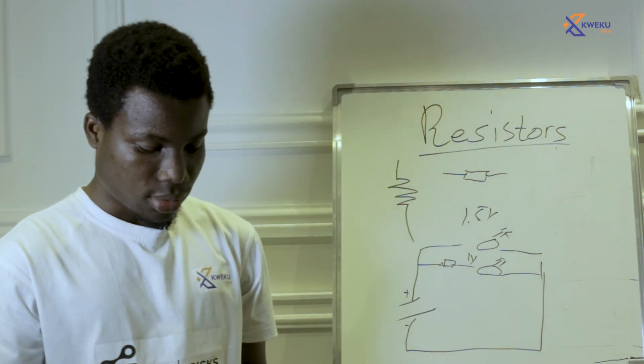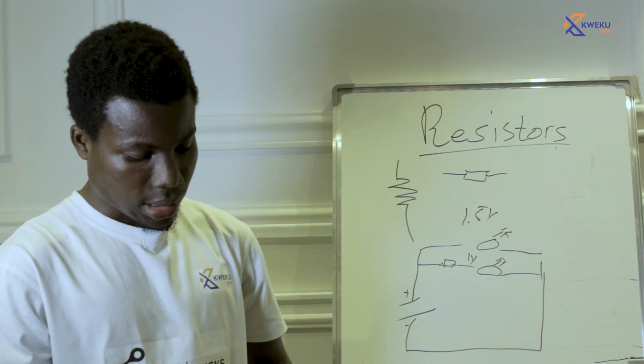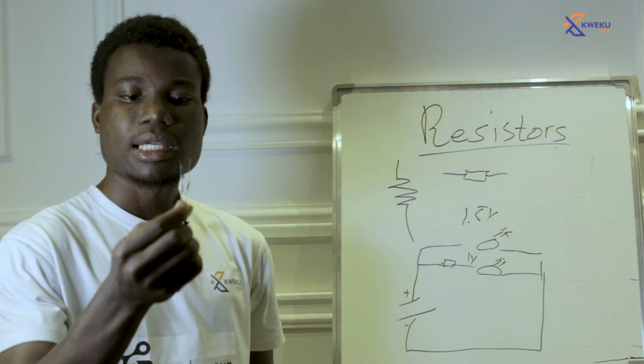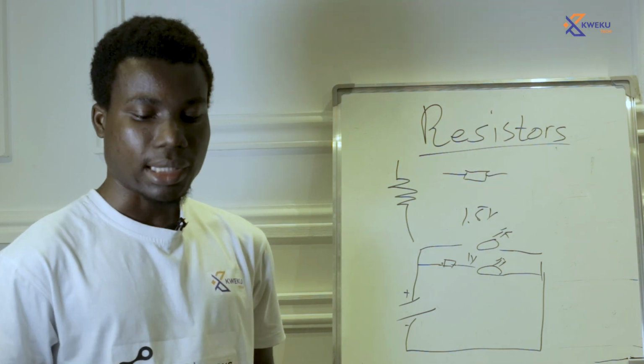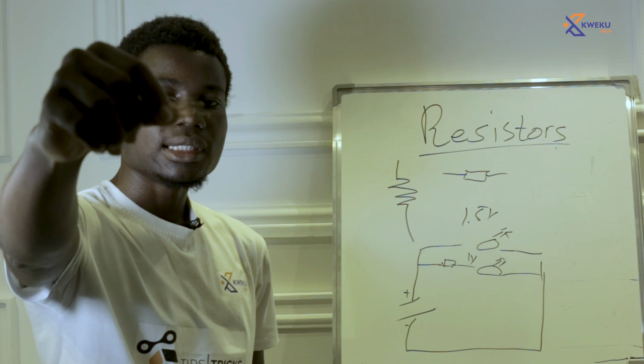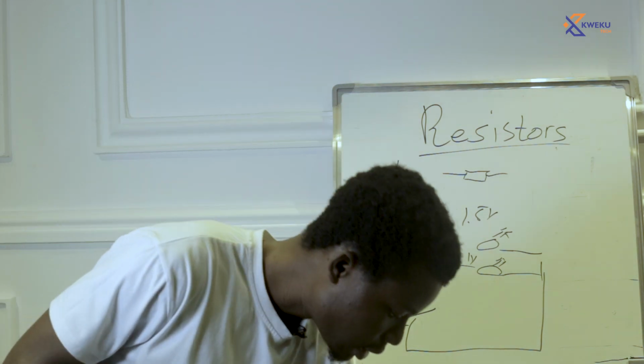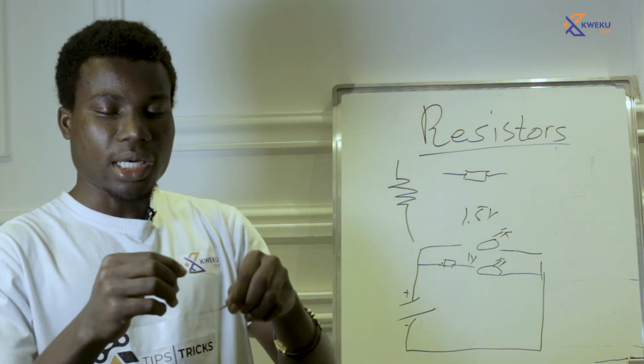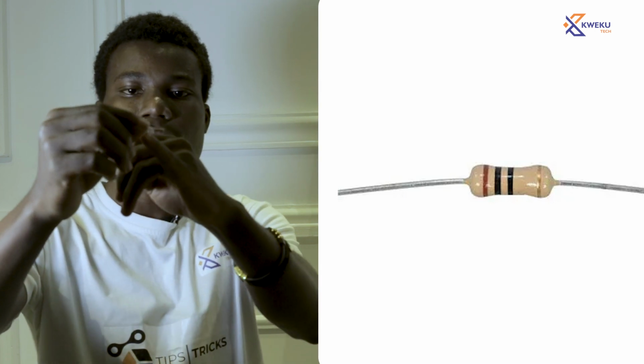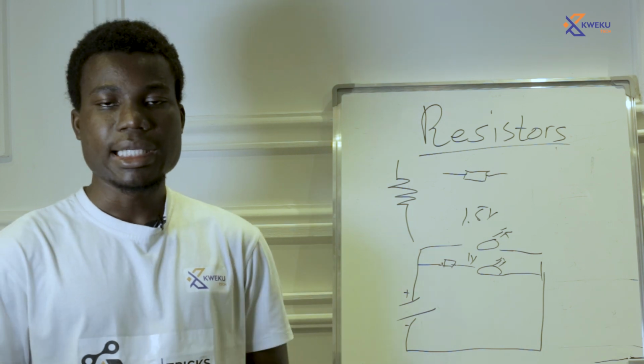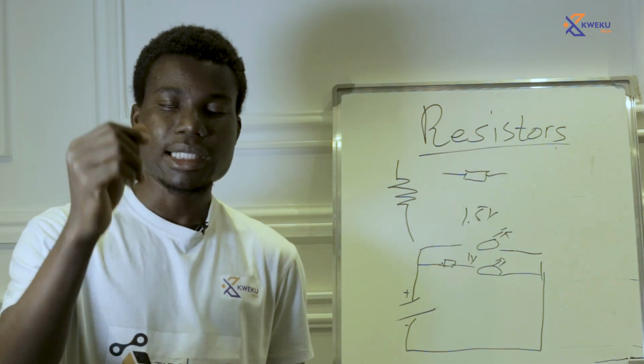Let's see. So I have a resistor with me here. These are two resistors, and they have some rings around them. You can see 4 rings: 1, 2, 3, 4. Those 4 rings indicate the resistance of this resistor.